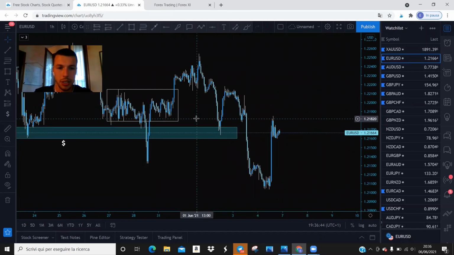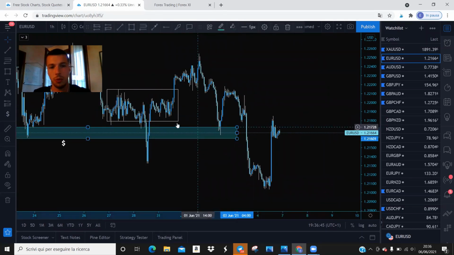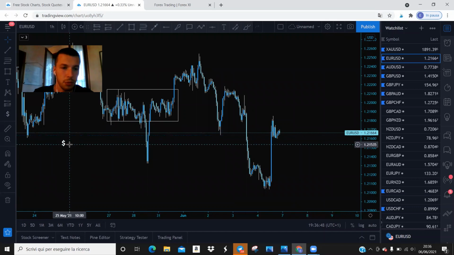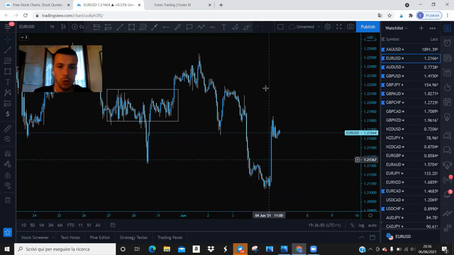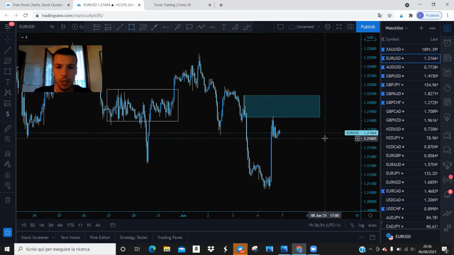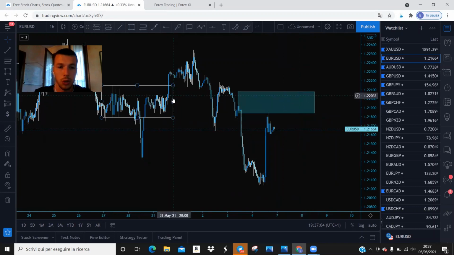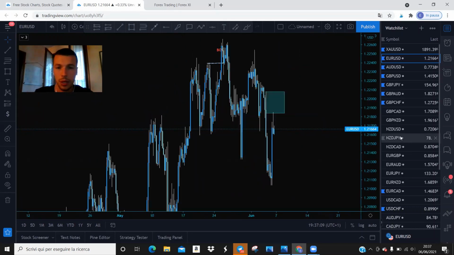EURUSD, similar scenario. I was looking for this pattern for quite some time. We finally broke to the downside. Right now we are reaching this area right here, and it is the same as gold. We have to look at what will happen from here. Depending on that, we will decide if we want to short EURUSD or we want to actually enter some buys. Now let's go back to the 4 hours.